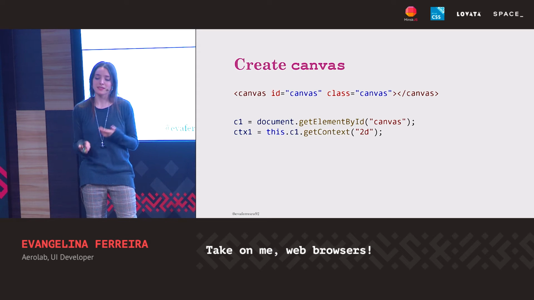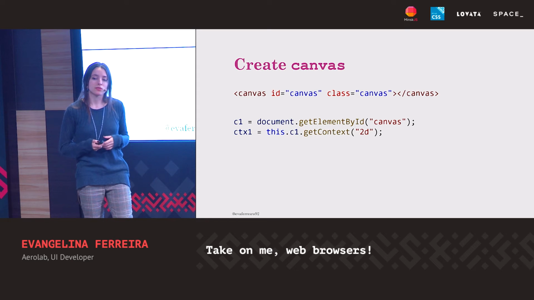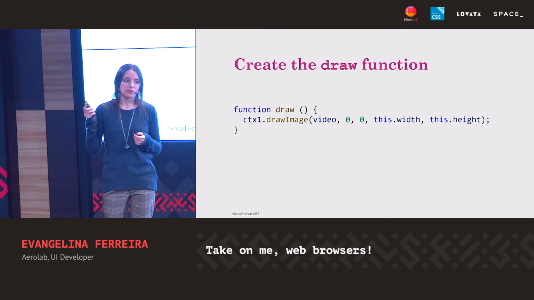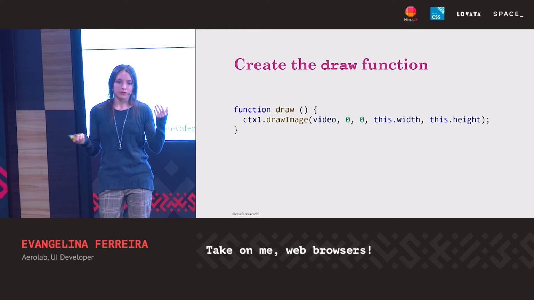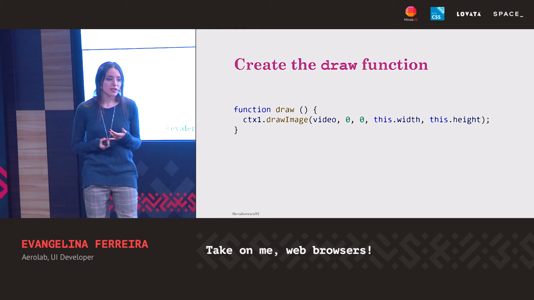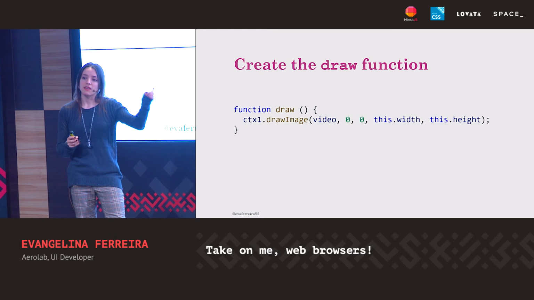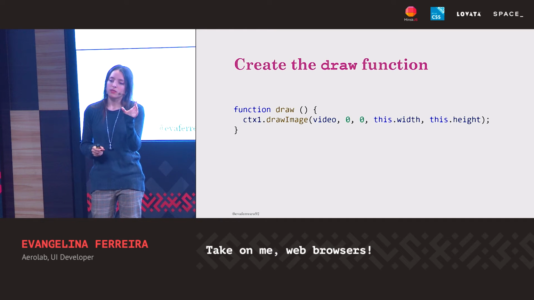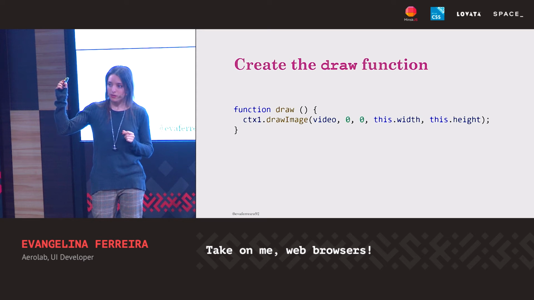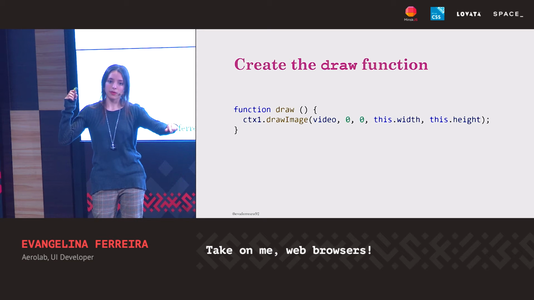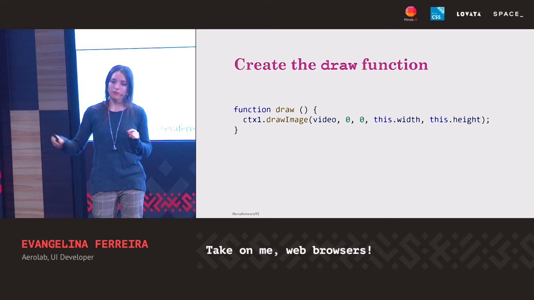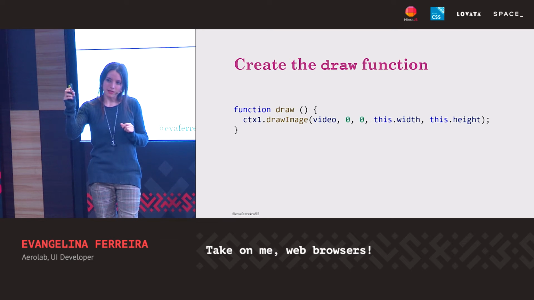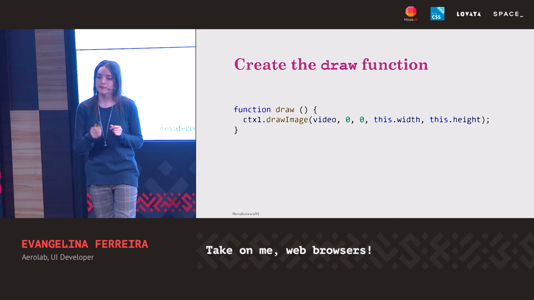Canvas ID canvas, that's pretty much it. We allow the 2D use, and then we create a function. It can be called draw or something else. We draw an image inside this canvas, which is CTX1, and we copy into this canvas the video. So from the top left corner, which is 0, 0, until the width and height of the video, we copy every frame, every pixel of the video into our canvas.